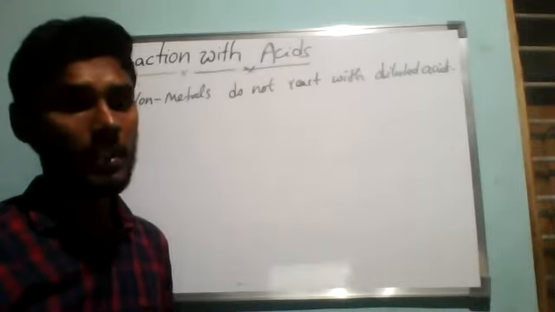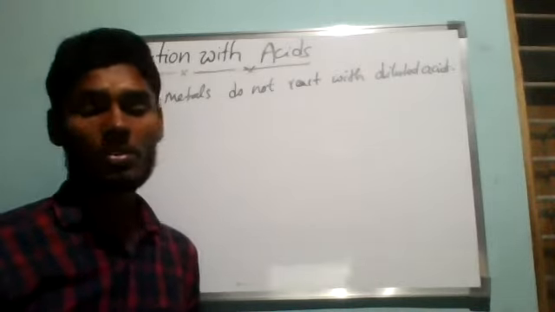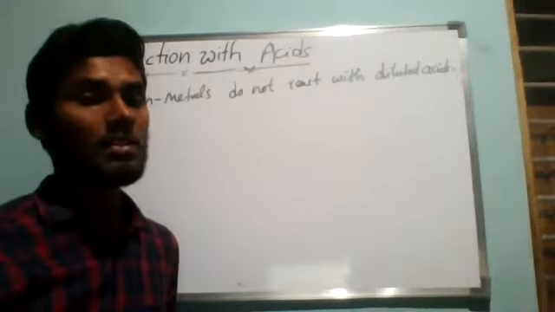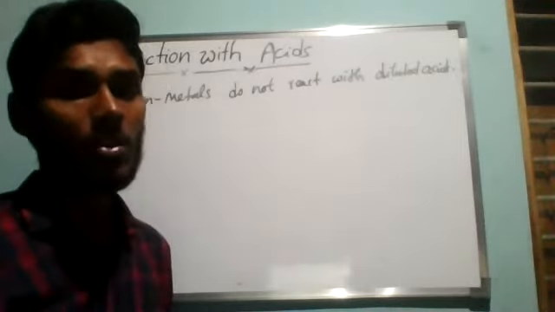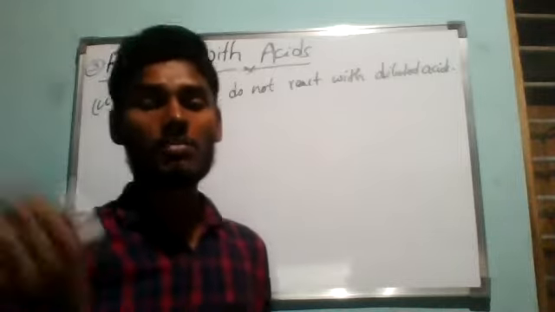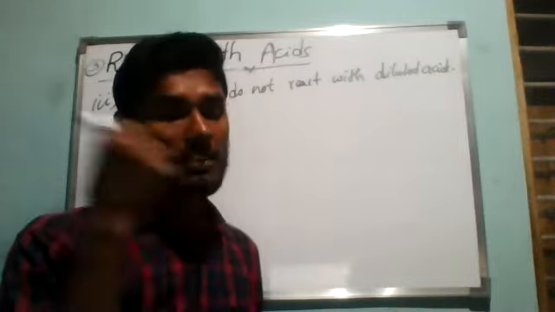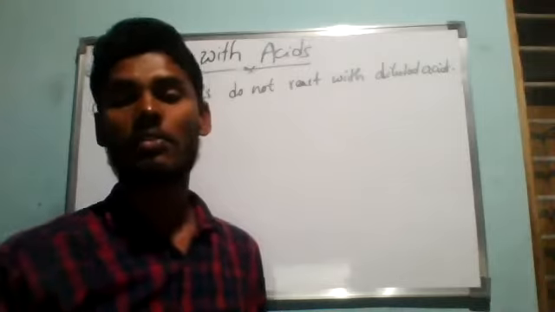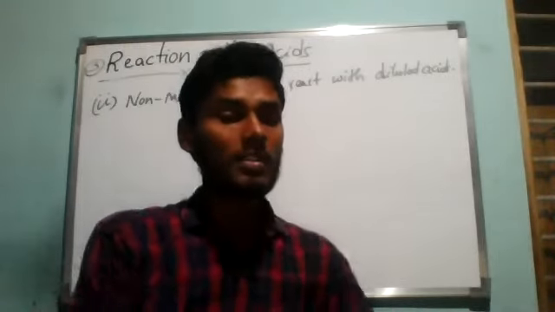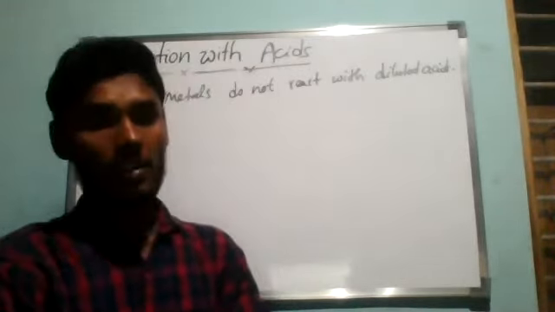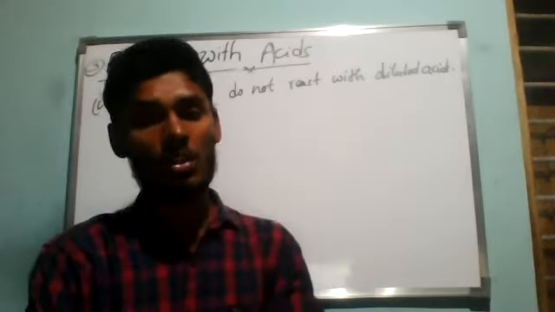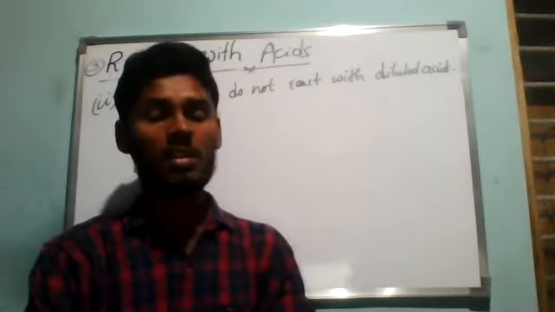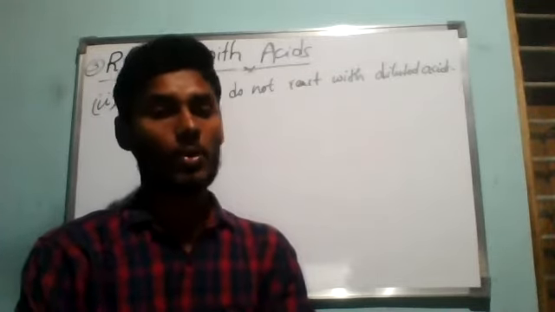For example, if you take any kind of non-metal, suppose a solid non-metal like sulfur powder, or carbon in the form of charcoal powder, in a test tube, and add some dilute hydrochloric acid or sulfuric acid, then no reaction takes place even on heating. So this shows that sulfur and carbon non-metals do not react with dilute acids and hence no hydrogen gas is produced. Understanding.